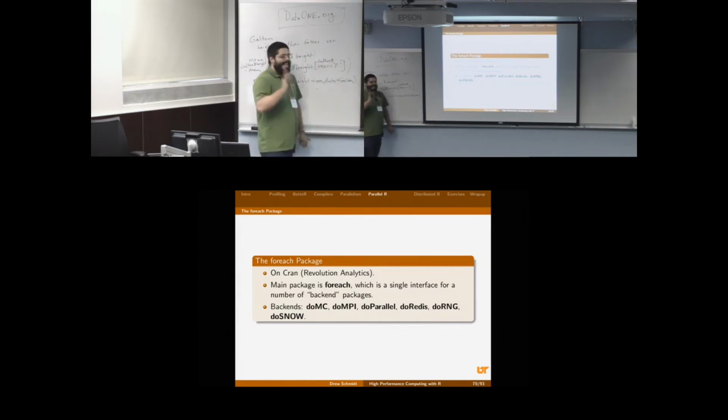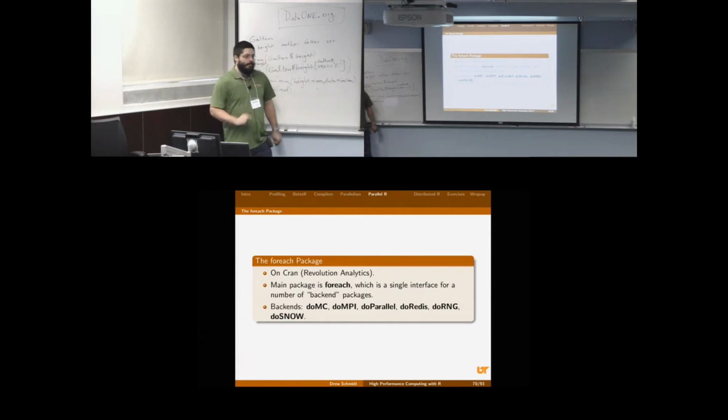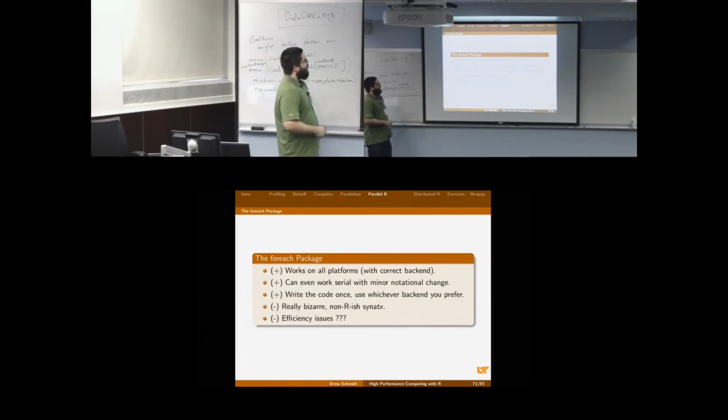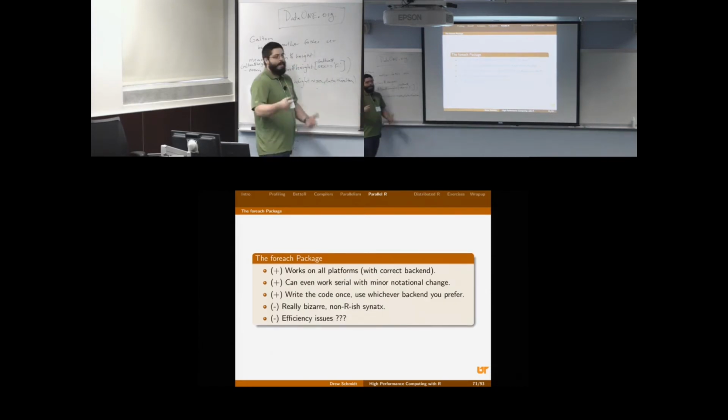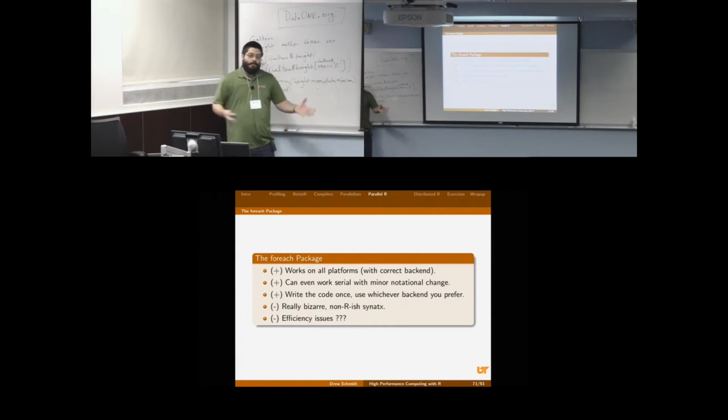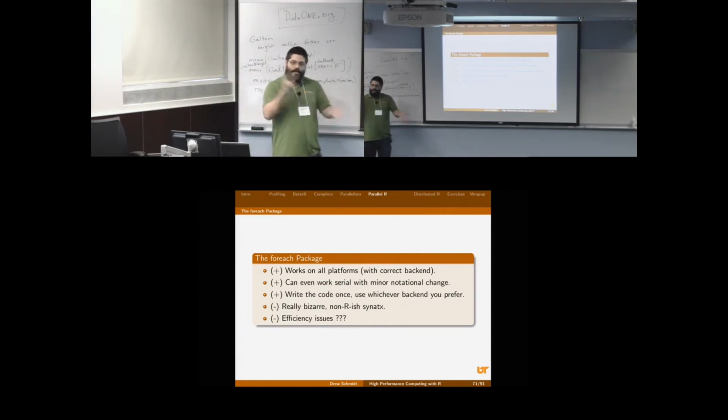So 99% of the time, you can do that with foreach, and it's fine. But there is an issue I would like to bring up. It works on all platforms with the correct backend. Not all backends work on all platforms. So doMC is not going to work on Windows. But there is a backend which will work across all platforms. It can even work in serial with a very minor notational change. I don't know why you'd want to, but you could. The idea is you write the R code once, use whichever backend you prefer. Maybe you run out of resources on your shared memory node and you want to scale up using MPI.